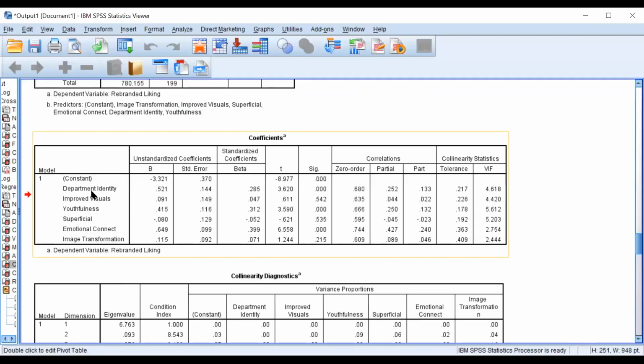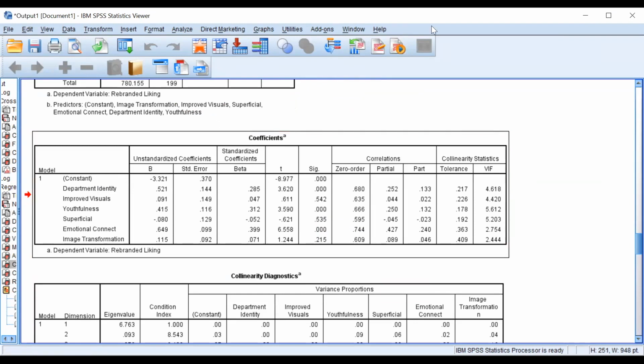The significant predictors are departmental identity, having p-value less than 0.05. Youthfulness is again significant, having value less than 0.05. And emotional connect again has a significance p-value of 0.00, less than 0.05. So they are the significant predictors. Right?